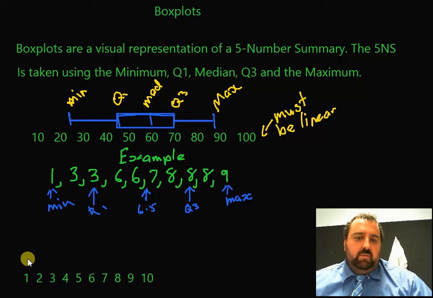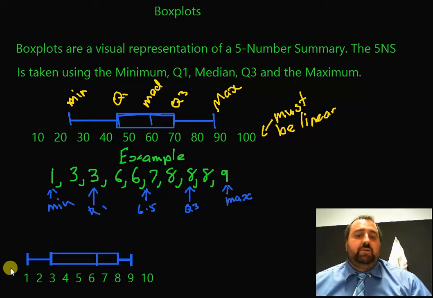Okay, so my minimum was at 1, so I'm going to draw a line at 1. And then Q1 was at 3, so I'll draw a line at 3. And then I have 6.5, so I'll draw this one halfway between 6 and 7. And then I have 8 and 9. So once I've done that, my middle 3 I'm going to connect using a box, and then the outside ones I'm going to connect using a line. Okay, so here is my box plot.